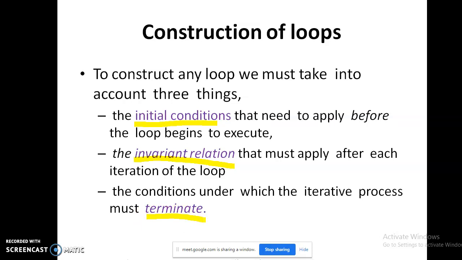So we are using loops, and almost all loops follow these three conditions. The initial condition is where the loop should start. That is known as the initial condition. Here I am going to write a for loop.